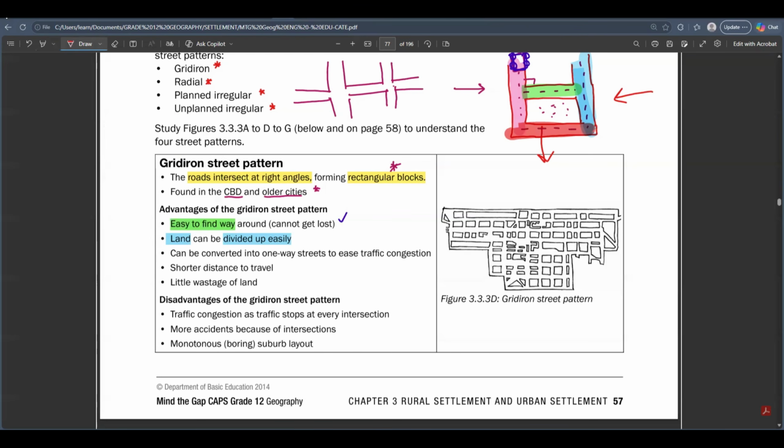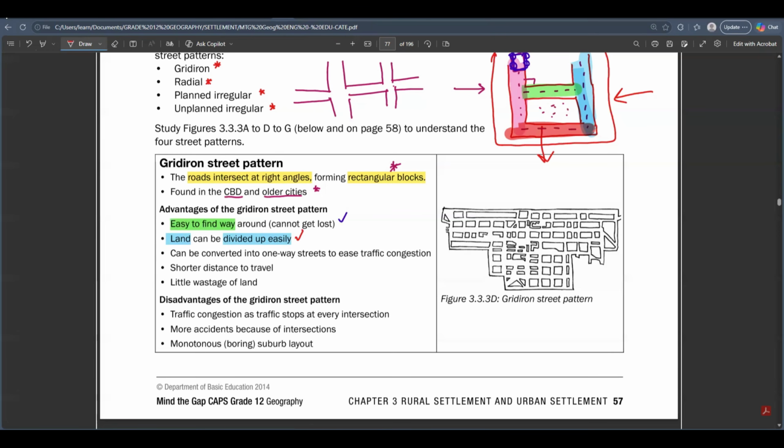So if I just want to scale this up, I go to the city council, I say, I want to build an urban area or build some roads. And then I have a clear idea of how much land I need to occupy. This land that I need to occupy, I can divide it easily. I can get my share, my piece of land to be able to build this street pattern. So dividing the land to construct these roads is very easy in a grid iron street pattern.